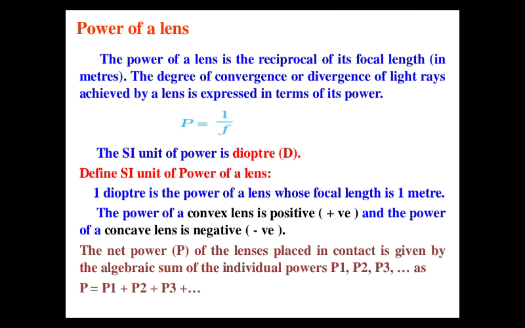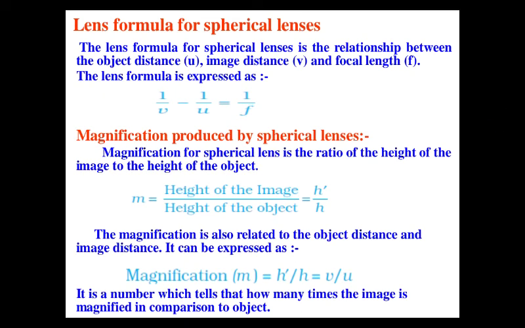Next is one more thing in case of magnification. If the value of magnification is equal to 1, it shows that the size of the object is equal to the size of the image. If magnification is less than 1, it shows that the size of the image is smaller as compared to the object. And if magnification is greater than 1, then it shows that the size of the image is larger than the object.